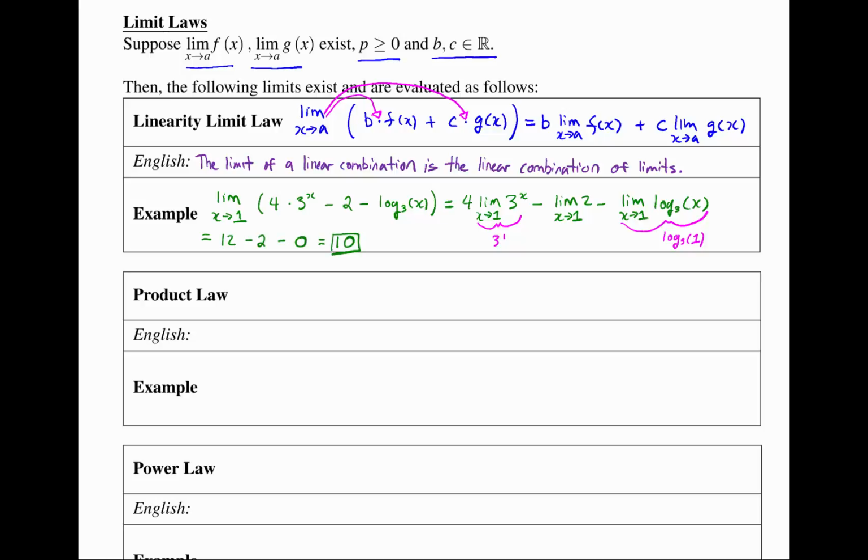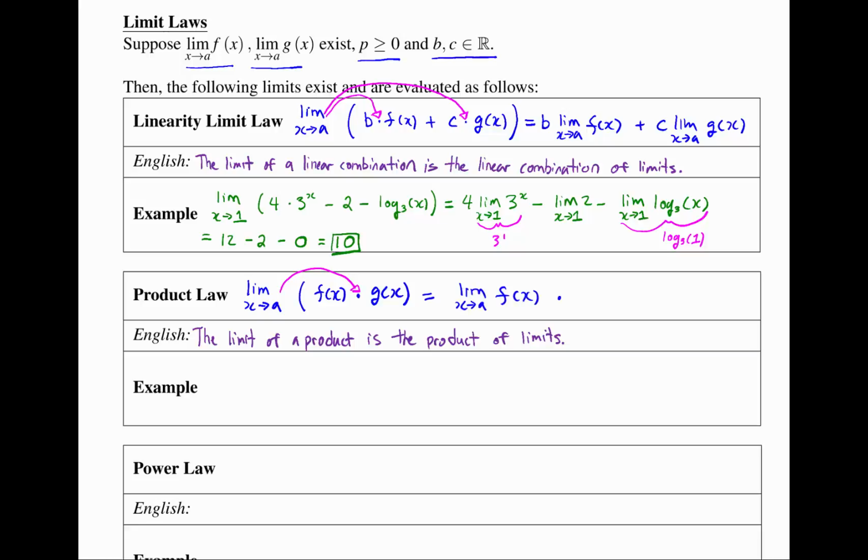The product law is similar. It says in English the limit of a product is the product of limits. Reducing that to mathematics, it says the limit as x goes to a of f of x g of x is equal to the limit as x goes to a of f of x times the limit as x goes to a of g of x.